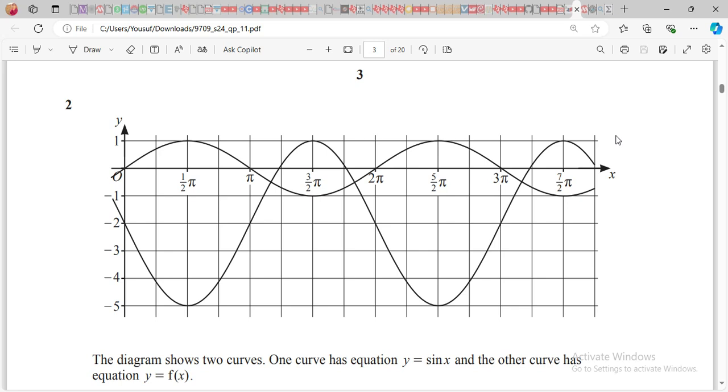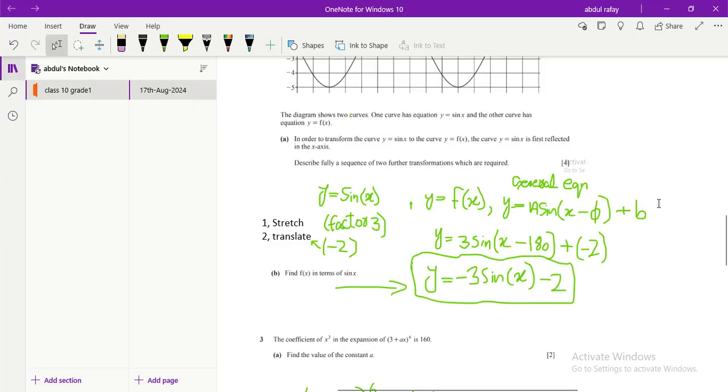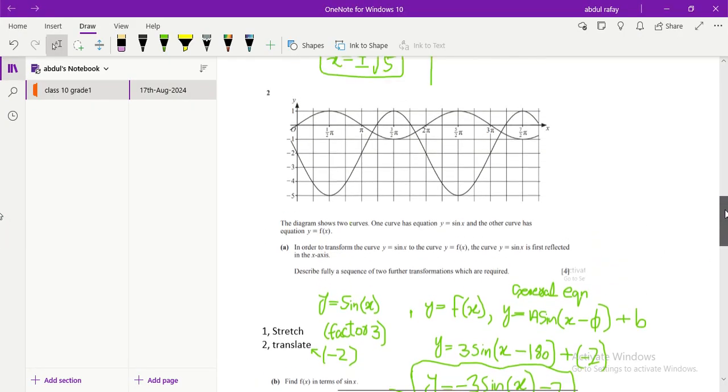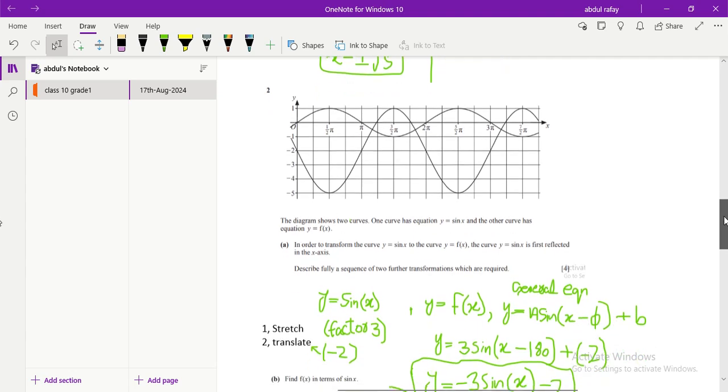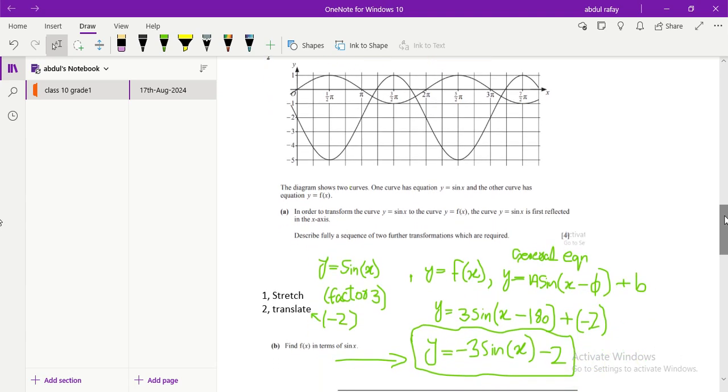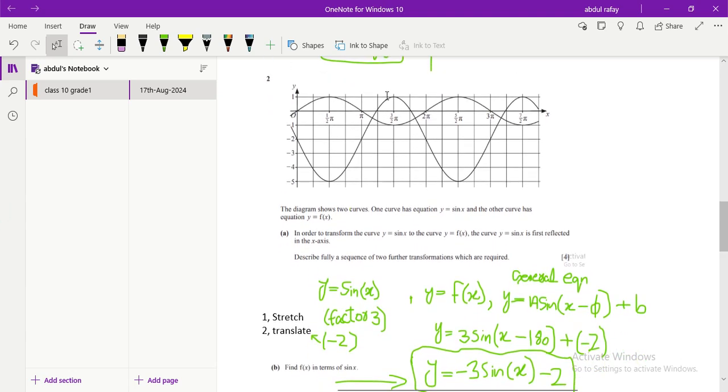To minimize the time of the video, I have already solved this and I will just explain all the things that I did here. So in question number 2 we have seen two curves are given, y equals sine x and y equals f of x.